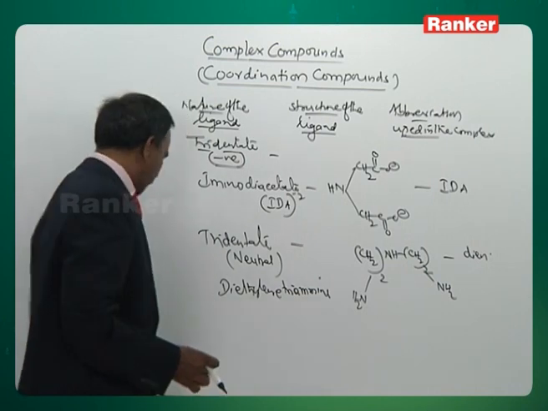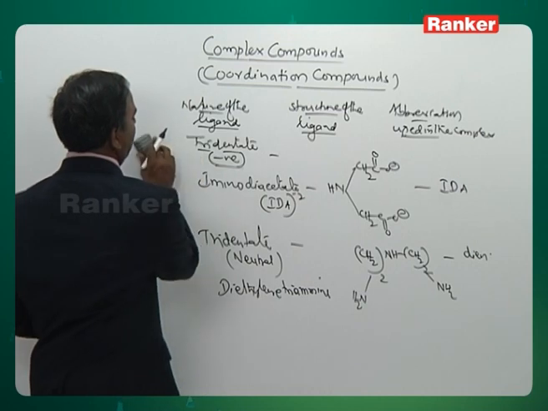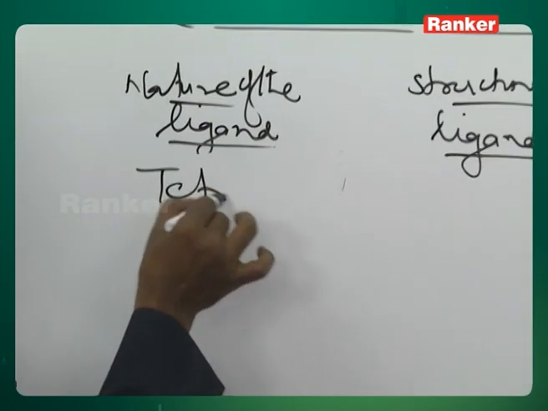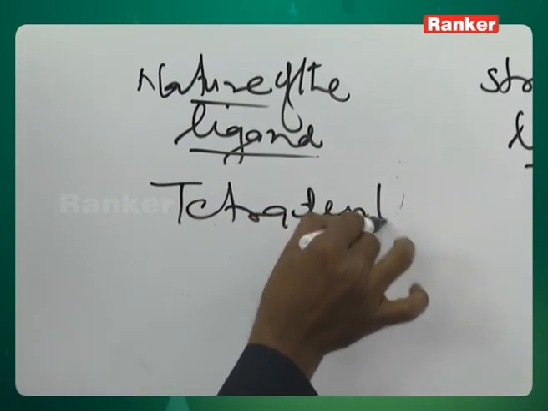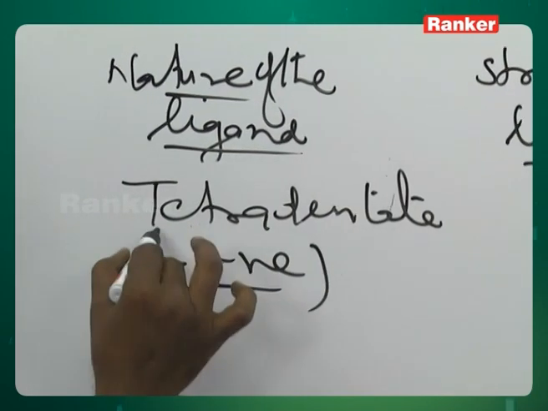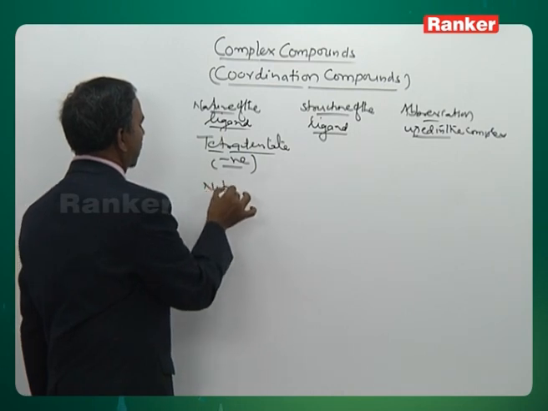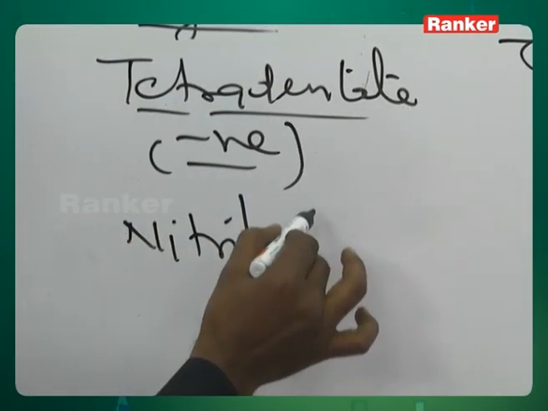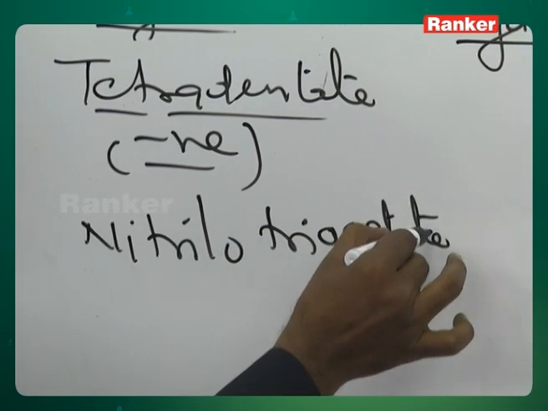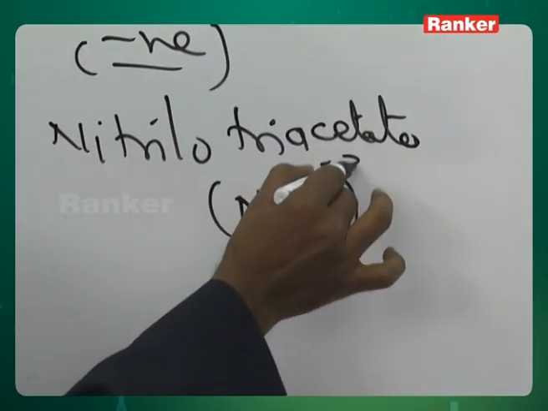Next, let us see tetradentate negative ligands and tetradentate neutral ligands. Let us take tetradentate negative. Under tetradentate negative, nitrilo triacetate. This has a charge of -3, NTA.